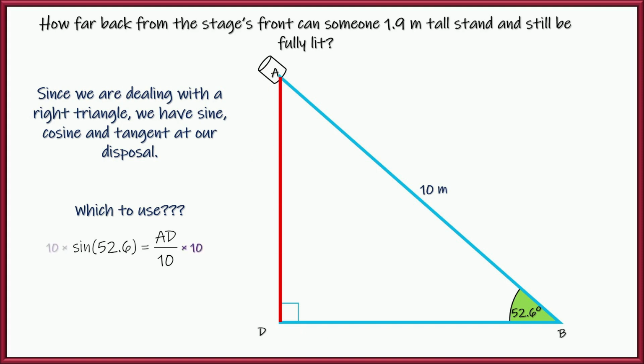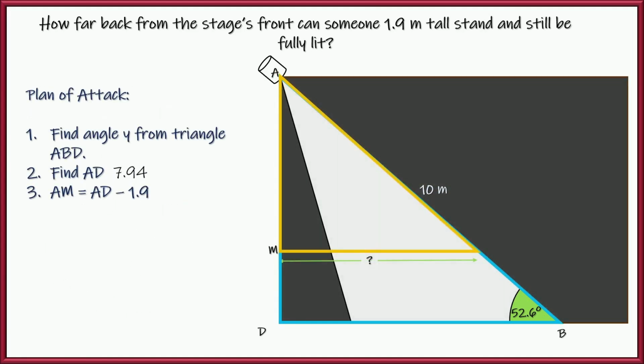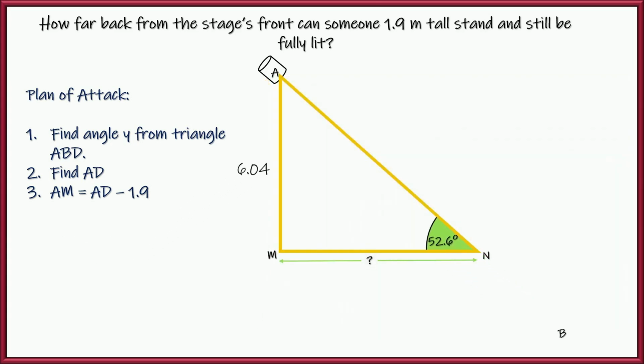So just multiply both sides by 10, and with a little bit of calculator work we find that A to D is 7.94. Now that we know that that's 7.94, we can subtract 1.9 from it and figure out that A to M is 6.04. So 6.04 and 52.6 degrees, those are the pieces of information. Now we just got to figure out this side right here.